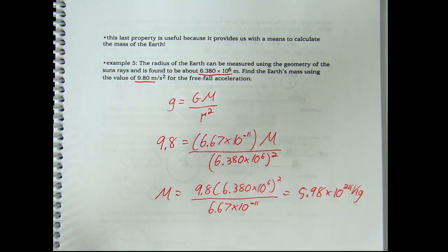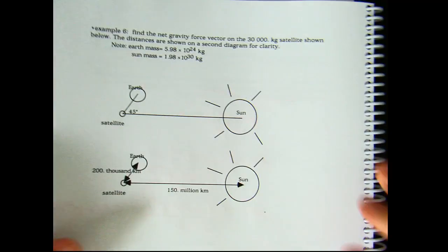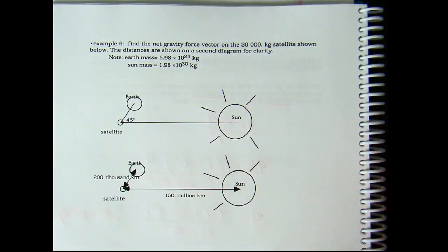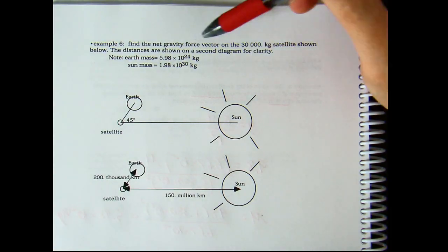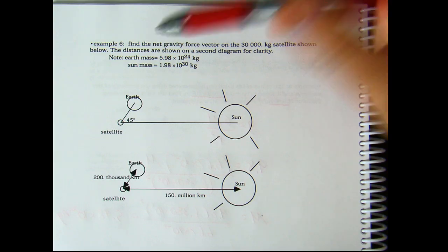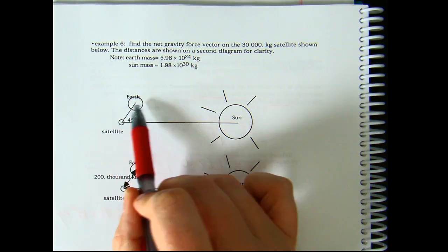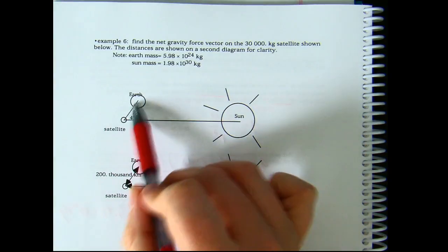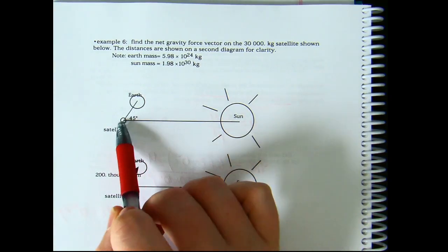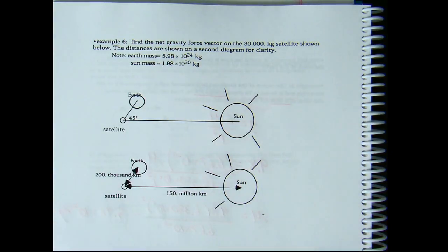So let's do a slightly more complicated question. We're going to put a 30,000 kilogram satellite into orbit, and we want to figure out what the net force of gravity is on this object. And so we've got gravity now from the Earth and from the Sun. We know where in the orbit it is. It's 45 degrees off center. And we want to figure out what the universal gravity is here.